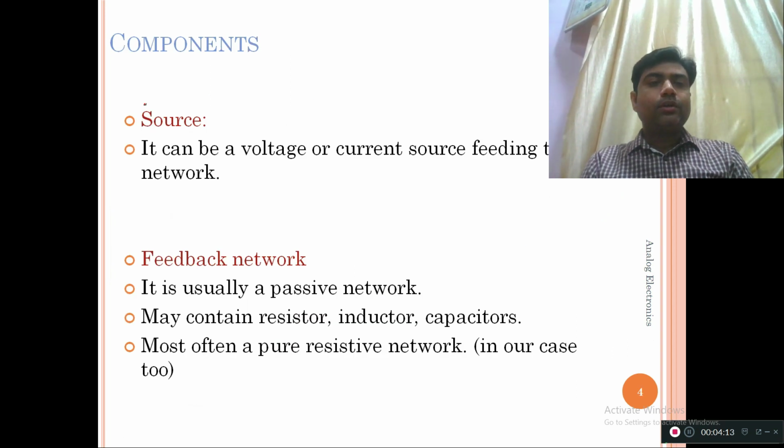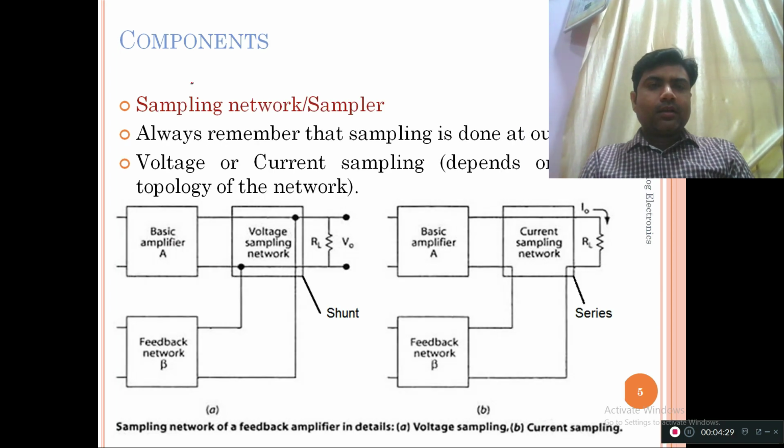So as I already told you, the source can be a voltage or current source. The feedback network is passive; it has to be resistive. It can also be conductive or inductive, but it has to be resistive in order to avoid any phase distortion. So these two slides, the current slide and the upcoming slide, are very important with respect to the analysis and derivations in this particular unit. So please be attentive while reading these two slides.